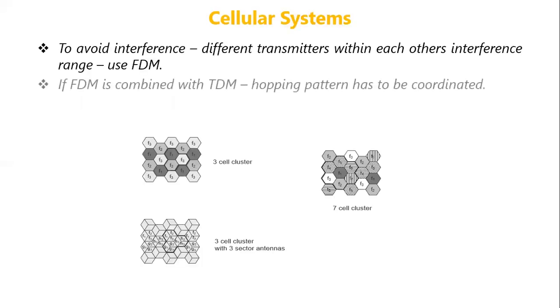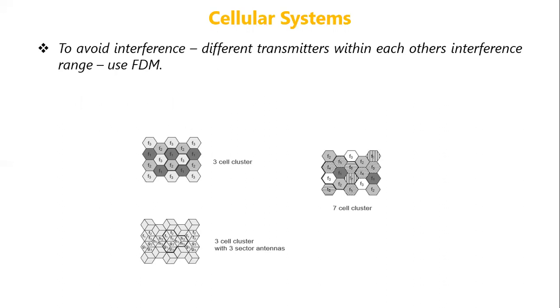Next, we'll be discussing how to avoid interference. One of the techniques followed is that different transmitters within each other's interference range can use FDM. If there is more than one base station and they are falling in an interference range, then they can use FDM, frequency division multiplexing. As they are interfering with each other, each cell may work on different frequencies. That is called frequency division multiplexing.